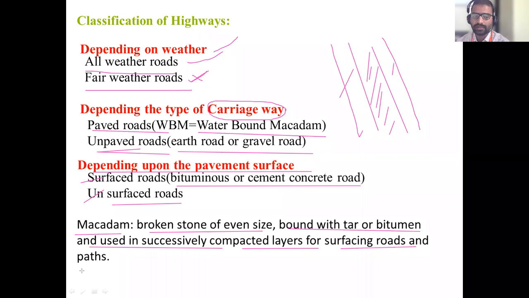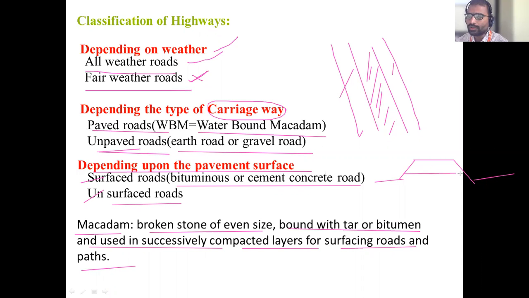surfacing roads and paths. See, consider this is a road surface. This is the road. There is natural ground here. So the road has come up above the natural ground. So I have to fill this much portion, and this much portion is filled with the help of macadam. Macadam means broken stones, small pieces of stones of uneven size, bound with tar. So what do we put in it? Tar, or bitumen, used in successive compacted layers.